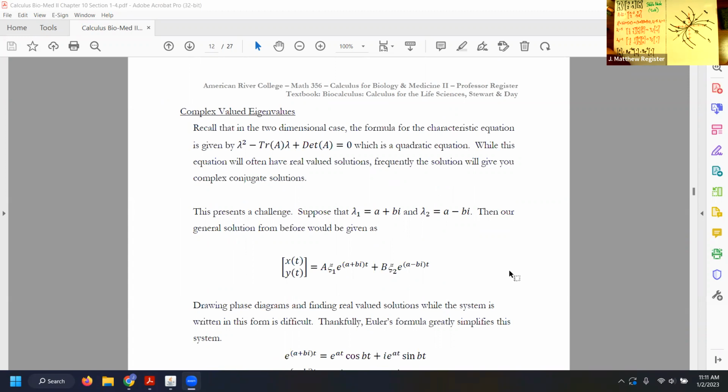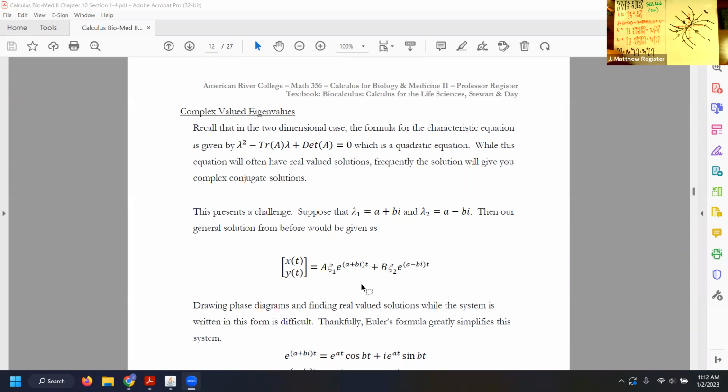And so recall that in a 2-dimensional case, the formula for the characteristic equation is given by this quadratic. And while this equation will often have real values, frequently the solutions will give you complex conjugate solutions. The nice thing is it's always going to be conjugates. And so if you have a plus bi, the second solution is going to be a minus bi. Now, we can actually just solve this the same way, like the exact same way.